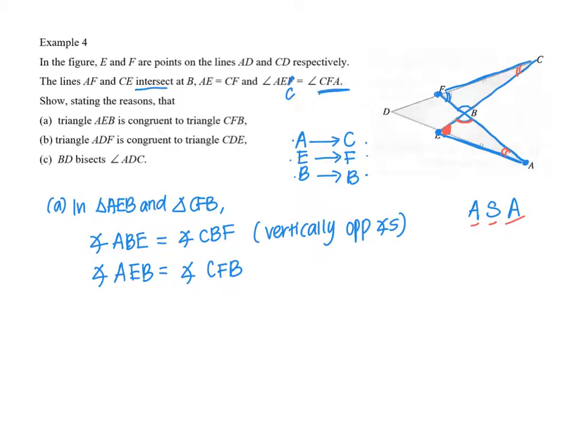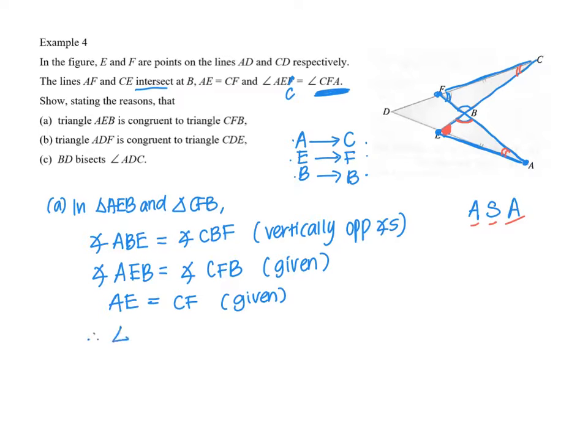Although the question over here is using CFA, we're not going to use CFA. We'll match the matching labels. So this is given to us. And now I have two angles. I'm going to write my third, the side. The last one, the side AE will be equal to CF. And this is also given to us.